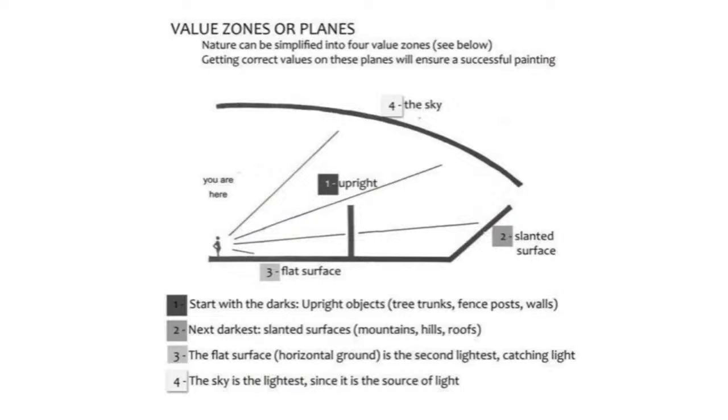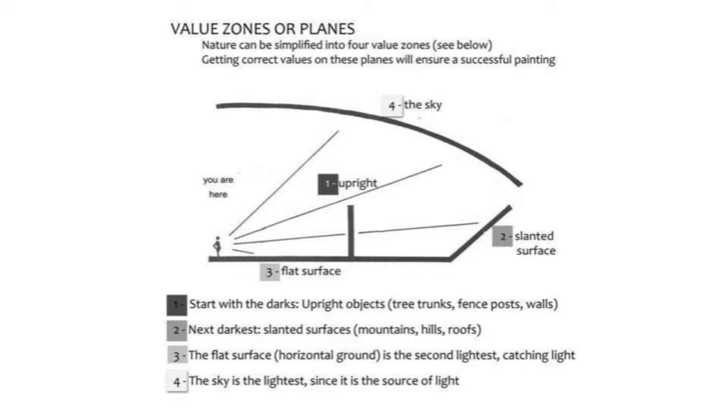All right, so we have the value zones and the planes, okay? So if it's upright, if it's a vertical thing like a post or a tree or a person, it's getting the least amount of light from the sky. So it's going to be your darkest. And as that tips to an angle, a slanted surface, it's going to be the next darkest. Here in Colorado, I'm in Steamboat Springs. I get to paint slanted surfaces a lot because it's the mountains. And that's that next darkest value.